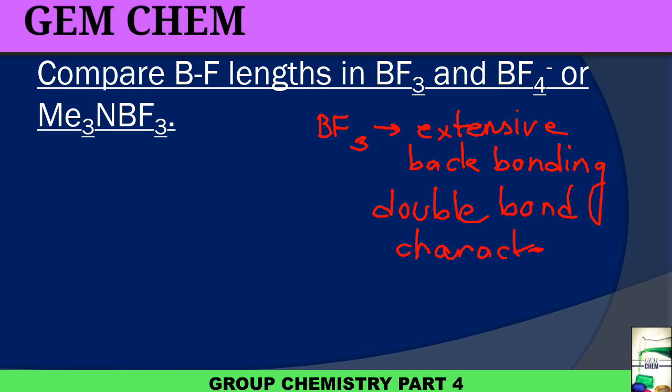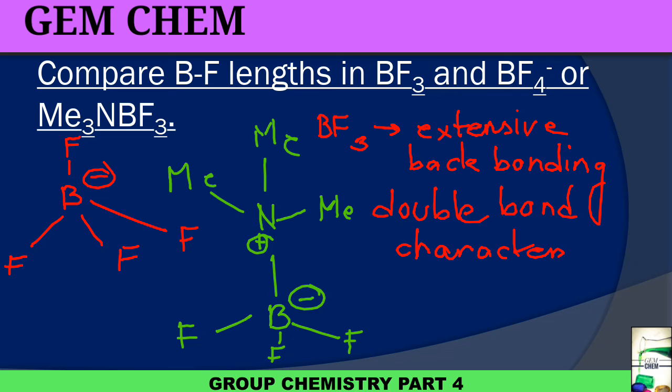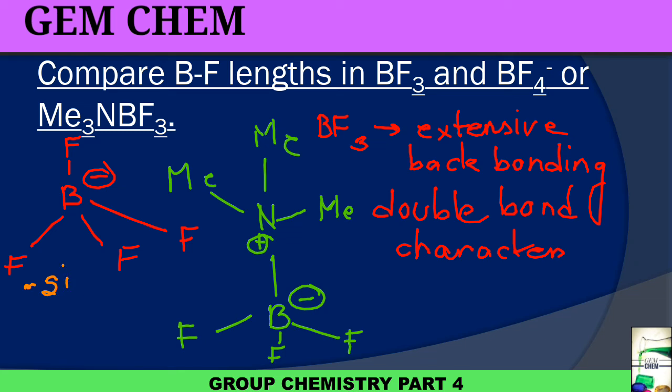And if you see here, then BF4 minus looks like a tetrahedral structure with a negative sign. This is the negative. And Me3N-BF3 looks like this. N has a positive charge in it. Me, and Me, and here in the down portion B-F with the negative charge, F, and F. Here we have single bond character and we have sp3 hybrid orbitals.